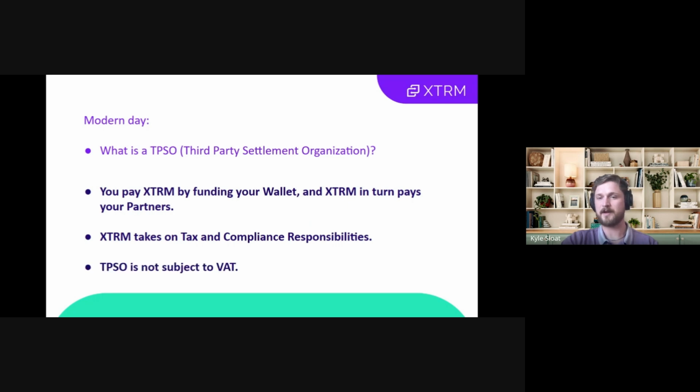And not only are we doing that as a service, right? We're taking on the obligation itself and helping protect you. Also, with the third-party settlement organization, because we're a financial institution and we're performing these transactions, they're not subject to that.